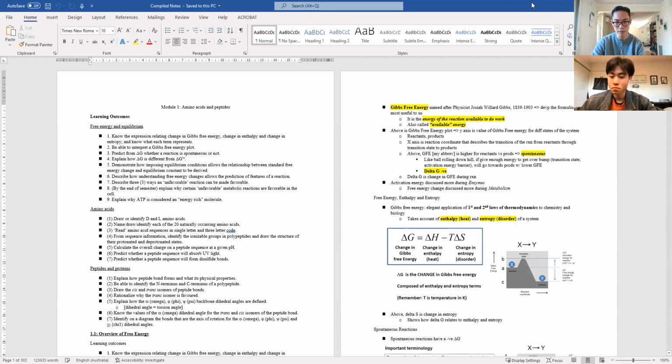Actually, can you still see this? Can you still see the window? Wait, have you shared your screen? Yes. Okay, I see it. Can you see it? The module 1? Yeah, I can see your Word document, the compiled notes Word document.